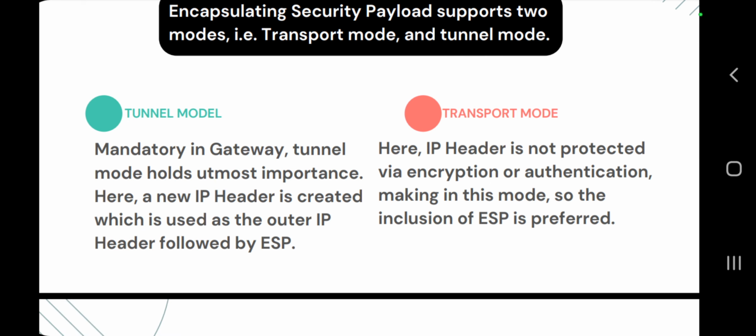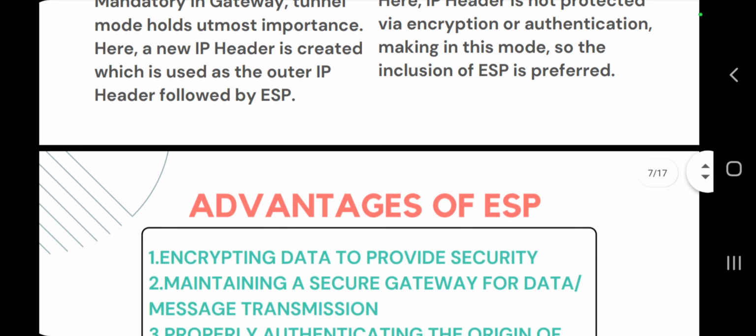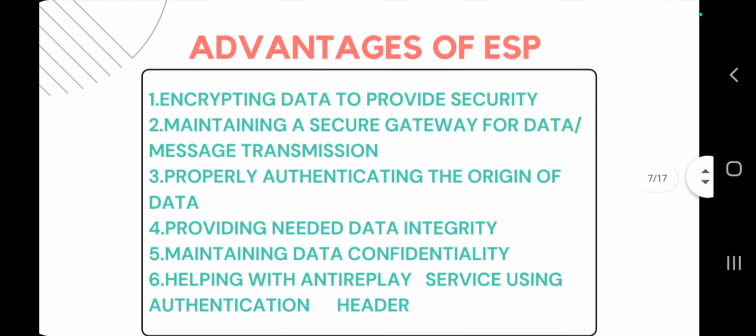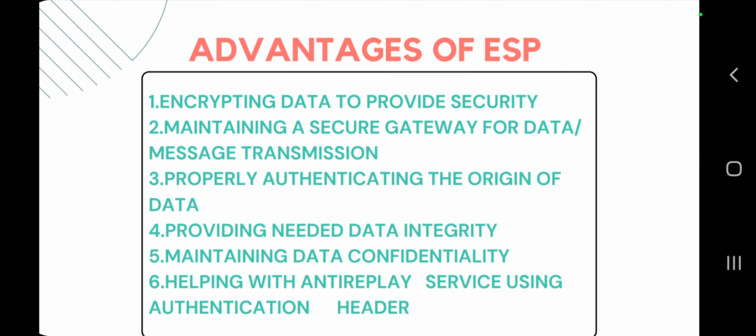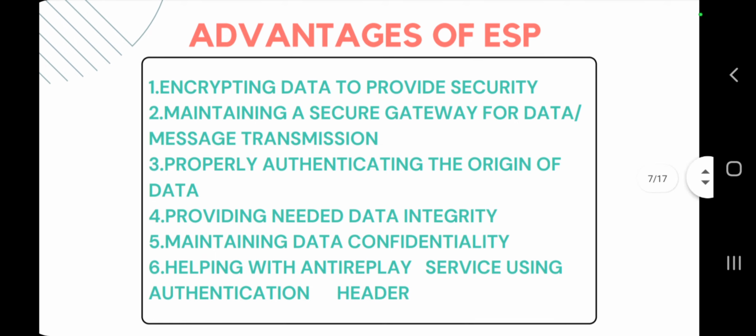There are some advantages and disadvantages for this Encapsulating Security Payload. First, we can discuss the advantages of ESP. First one is encrypting data to provide security. Second is maintaining a secure gateway for data message transmission. Third is properly authenticating the origin of data. Fourth one is providing needed data integrity. Fifth is maintaining data confidentiality. Sixth is helping with anti-replay service using the authentication header.